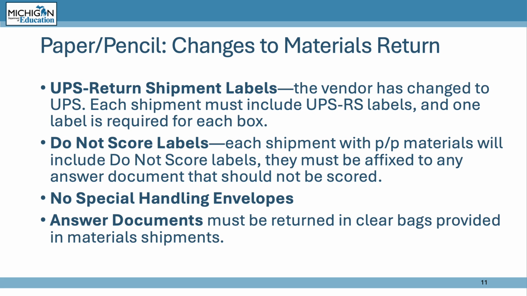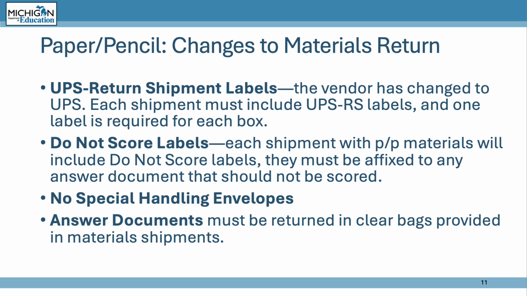Make sure you read and follow the instructions for materials return in the TAM this year. Several things have changed, and it will be important that you follow all directions explicitly. First, the return vendor is UPS, and we are using UPS RS labels. They are included with your initial material order if you ordered any paper/pencil materials. If you don't initially order paper/pencil materials but then later order them during the additional material orders, then they will be included in that order.